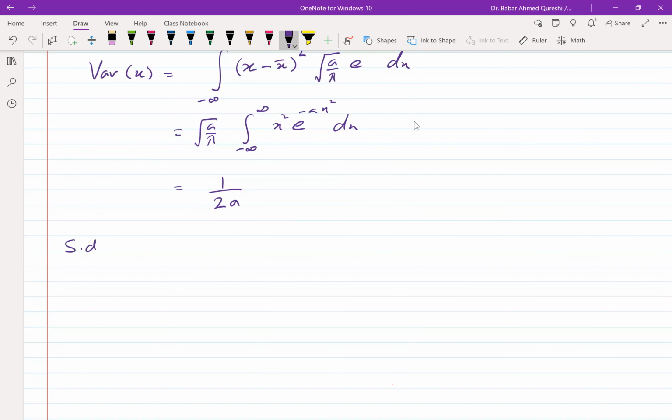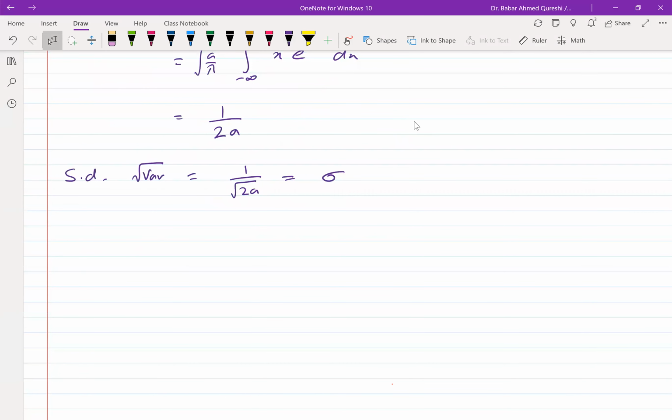So what is standard deviation? It's the square root of variance. So it's 1 over square root of 2a, and that's the standard deviation sigma. This means that the a over there controls the standard deviation. So I can put this thing from here: I get sigma squared is 1 over 2a, and a is equal to 1 over 2 sigma squared.